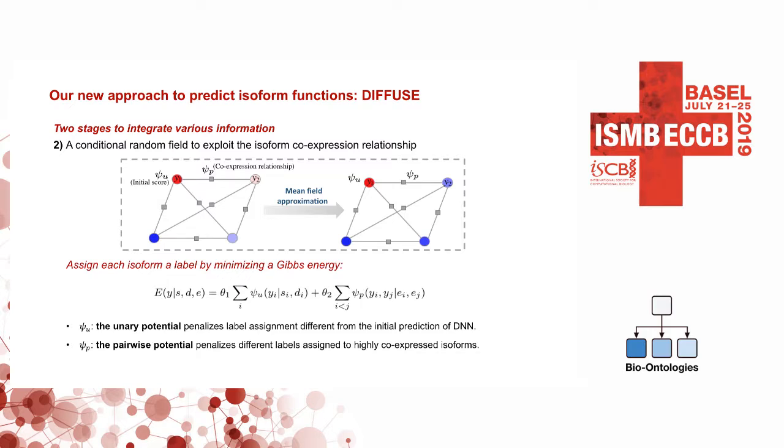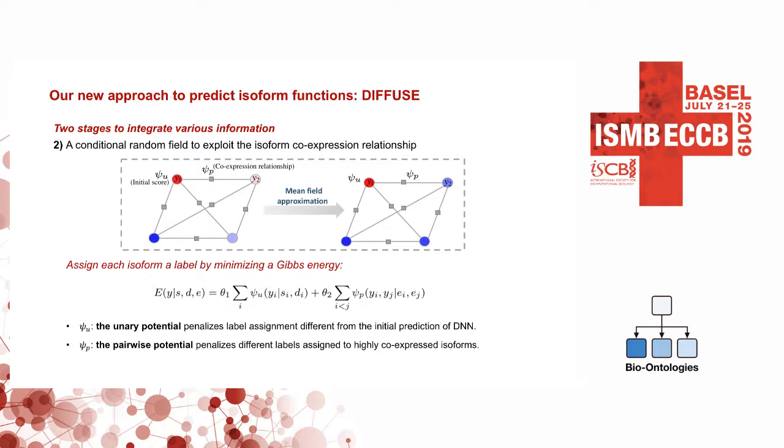In the second stage, we first derive the co-expression networks from the RNA-seq data. Isoforms with similar functions are often co-expressed. So we want to assign the same label to the highly co-expressed isoforms. At the same time, we want the label to be consistent with the output of the DNN in the first stage. So that's why we design such a Gibbs energy as the objective of our CRF.